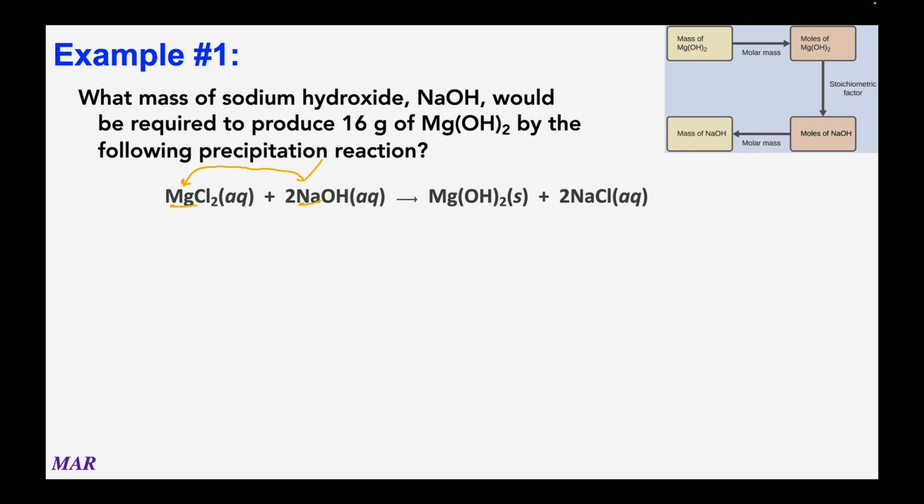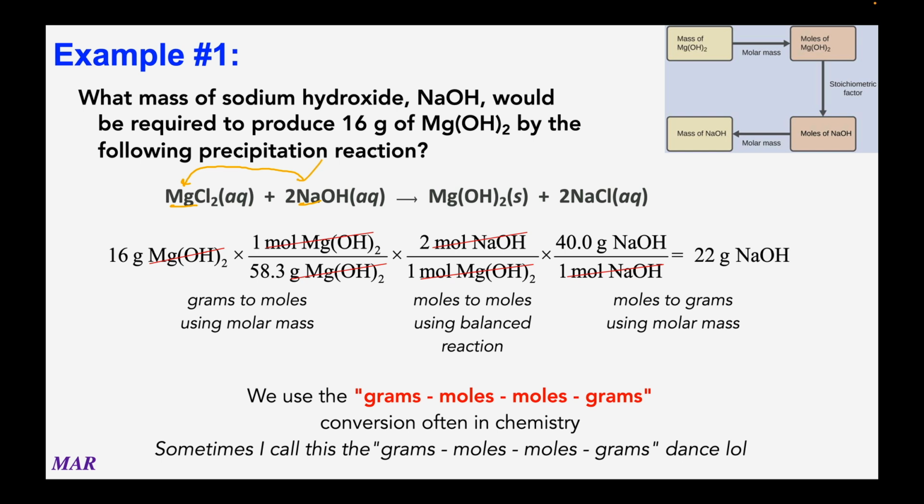Let's see what this looks like mathematically. We start with 16 grams Mg(OH)2, and we need to turn that number into moles of Mg(OH)2. The 58.3 number is the molar mass of Mg(OH)2. If you take magnesium, which is about 24.3, add oxygen at about 16 and hydrogen at about 1.0, you get 58.3 grams per mole. That allows us to go from grams to moles of Mg(OH)2. But the new part is in the middle, and this is that ratio I was talking about.